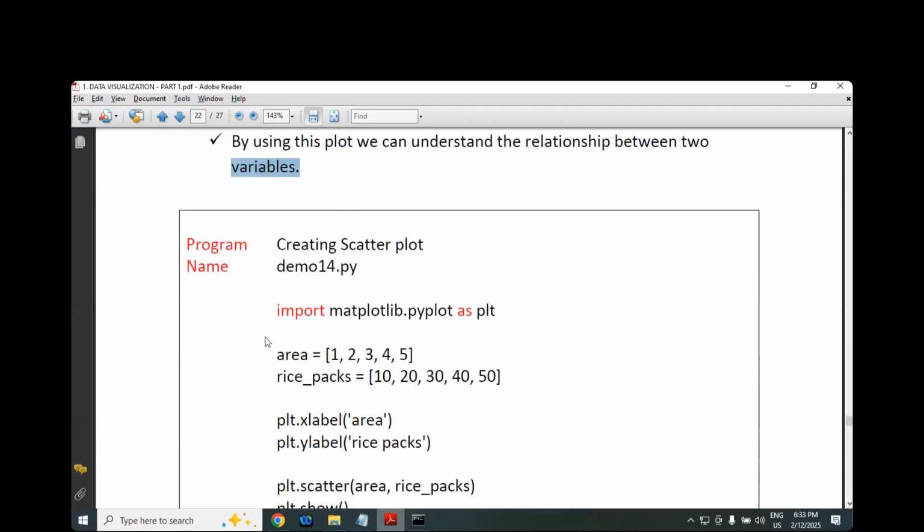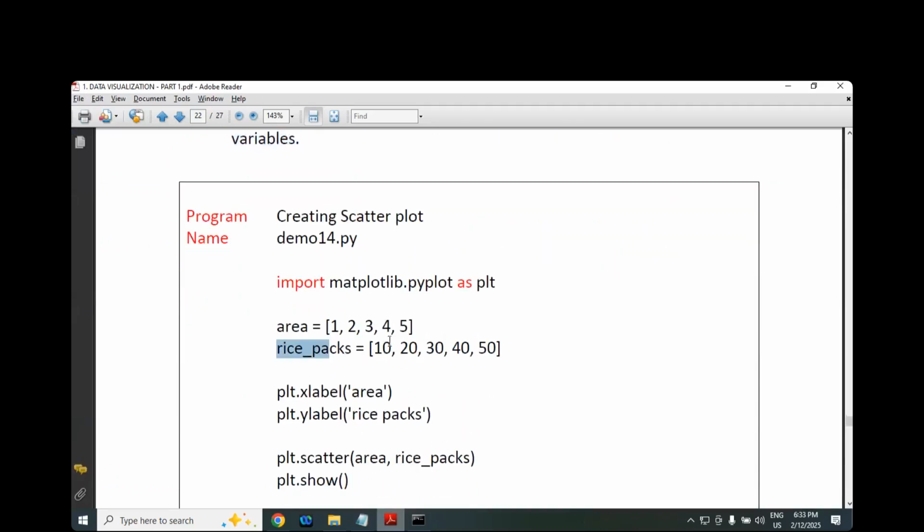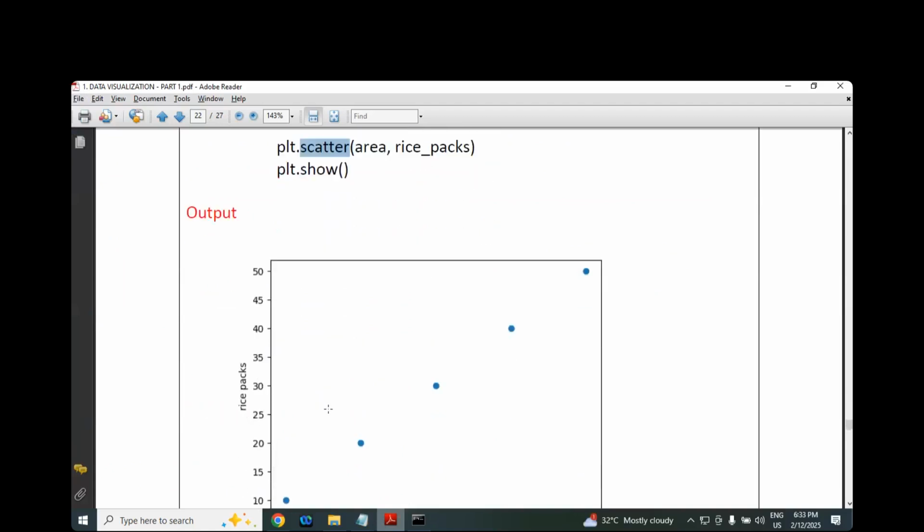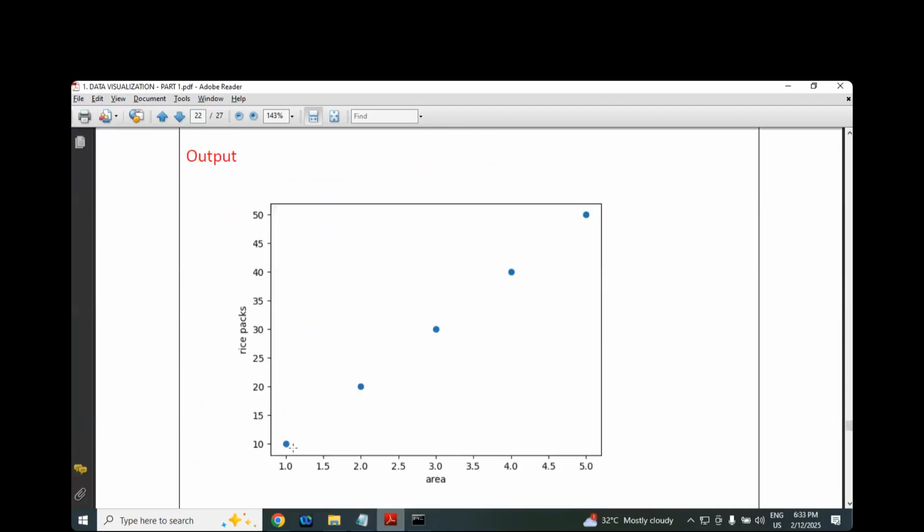Okay, see, area and rice packets: 1 10, 2 20, and so on, respectively 5 50, sir. Any idea what this is? What is this one? Scatter. A scatter plot is represented with the dot actually. It is representing with what exactly? Dot. The data is scattered actually.